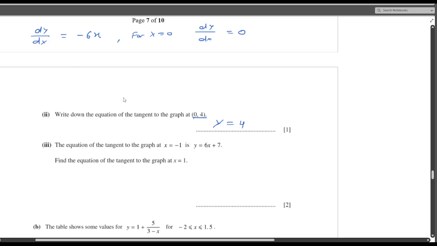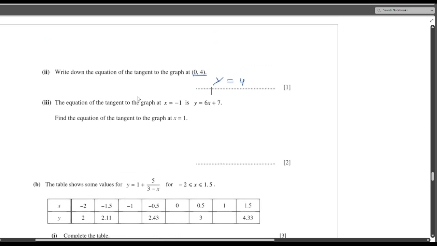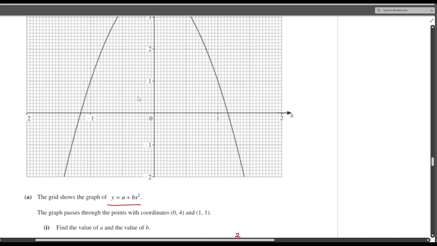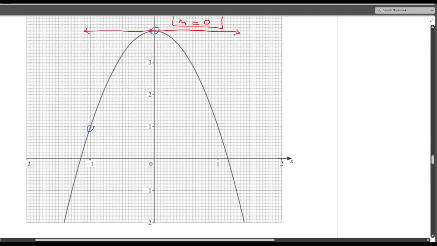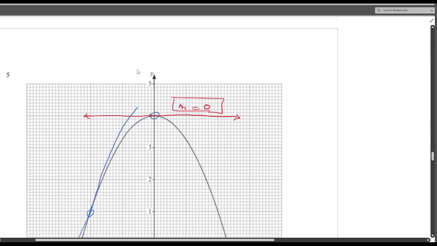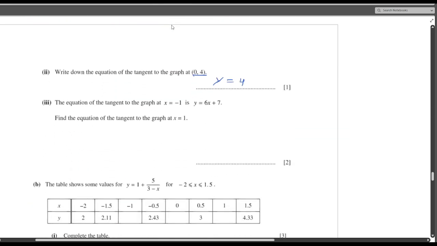Now the equation of the tangent to the graph at x is equal to -1 is y equal to 6x plus 7. Find the equation of the tangent to the graph at x is equal to 1. So at x is equal to -1, this point, if I draw the tangent, it is going to be something like this. As they are saying, it is crossing the y axis at some point, say 7. The equation of the tangent they have given is y is equal to 6x plus 7.